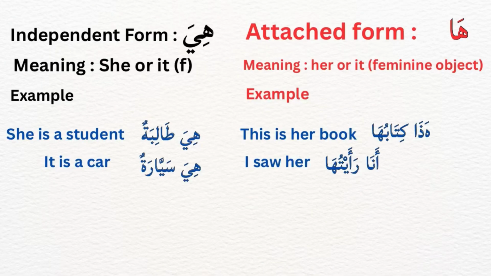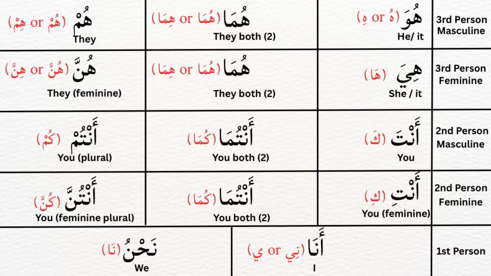On the second row, for feminine, third person starts with hiya. The attached form of hiya is ha, meaning her or it, feminine object. For example, this is her book. هذا كتابها. This is her book. Next example, I saw her. أنا رأيتها. This time we are skipping huma because huma is common for both males and females.